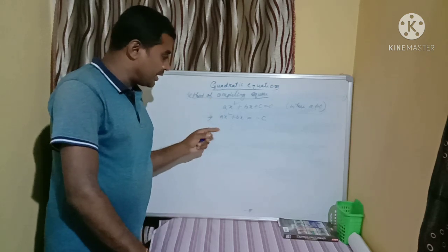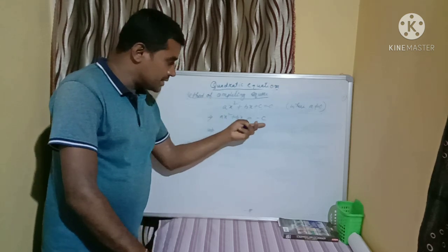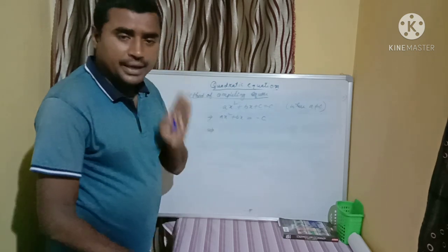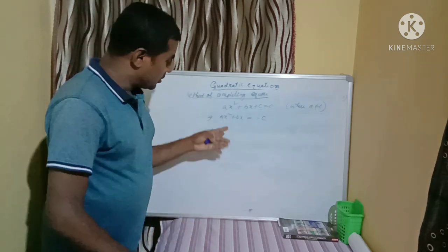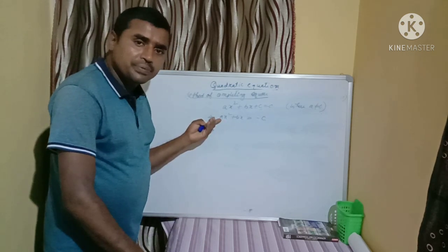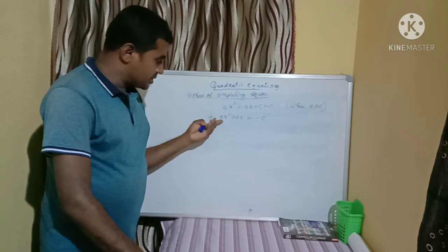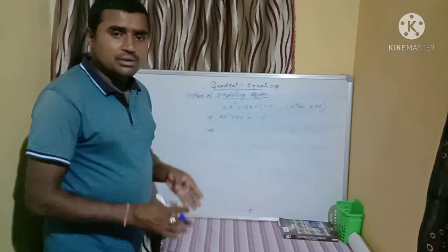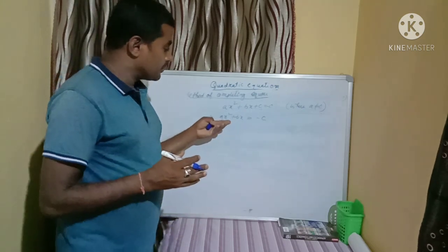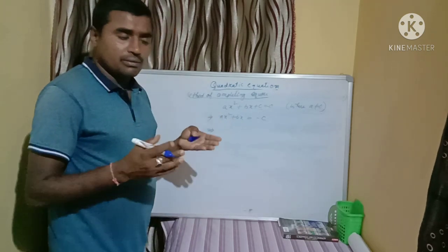We have to divide both sides of this equation by the coefficient of x square. Okay, so what is the coefficient of x square? The coefficient of x square is a. Now divide both sides of this equation by a. What do you get?